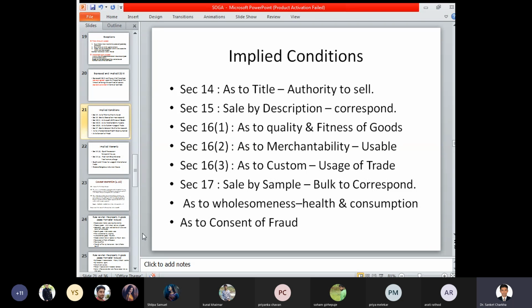As to wholesomeness, that is with respect to health and consumption. Always the product that you are purchasing must be of a wholesome nature. Whatever terms and conditions you have laid down for your purchase of those goods and services, everything must be fulfilled, and only then the goods must be sold by the seller. Whenever a buyer has been satisfied with the description given of that particular product, only then he must purchase those goods and services. So wholesomeness means complete satisfaction of the buyer, and complete satisfaction or fulfillment of the seller must also exist, and only then the contract has to be performed.